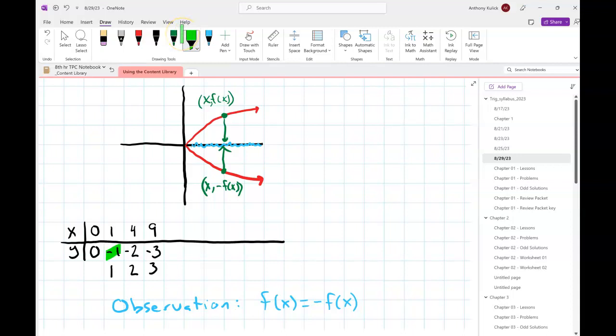Like if I have negative 1 and I negate that, I get positive 1. That's also a y coordinate in our graph. Everybody agree with that? Or if I take positive 3 and I negate it, I get negative 3, which is also a y coordinate in our graph. Everybody kind of seeing that?